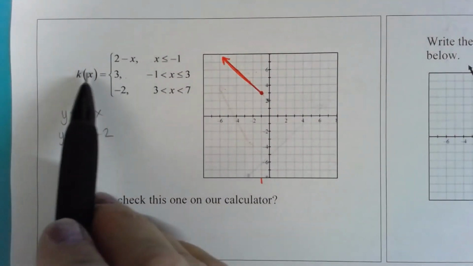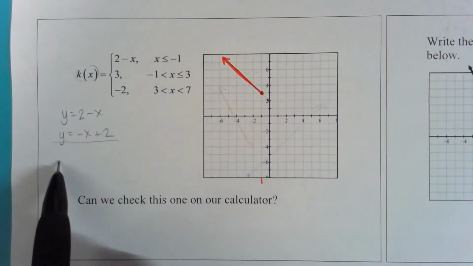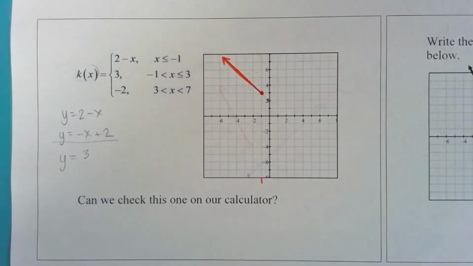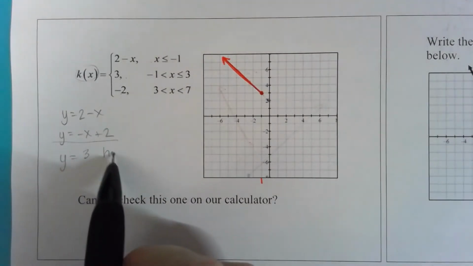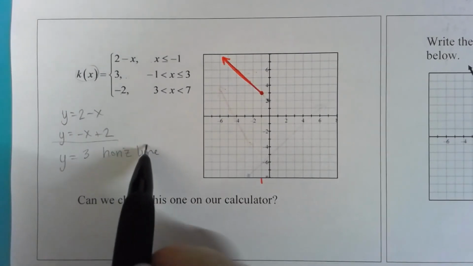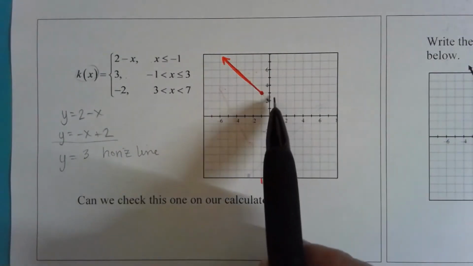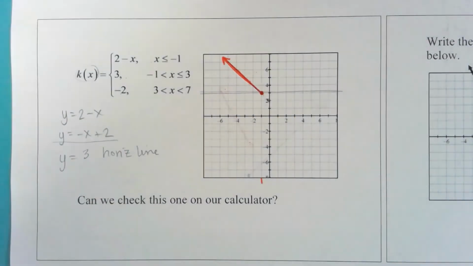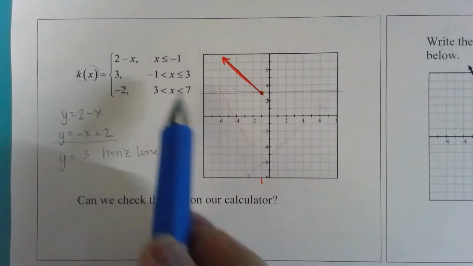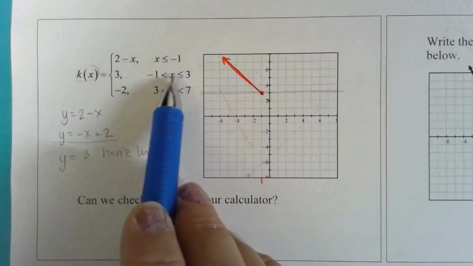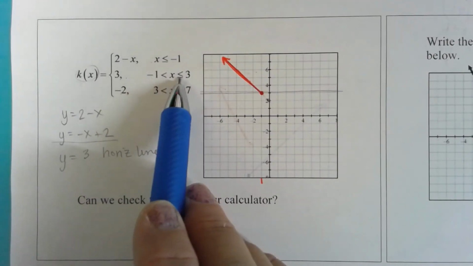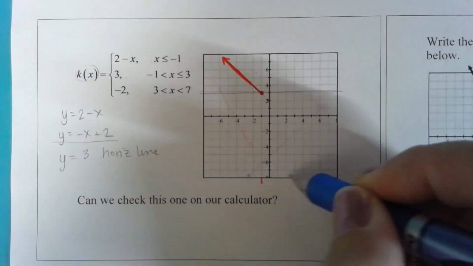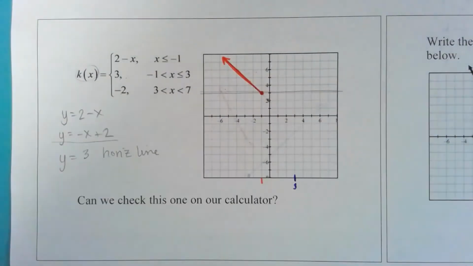Let's look at the second piece. Remember, k of x means y, right? So the second piece says y equals 3. Well, that's just a horizontal line, isn't it? So I'm going to graph the line y equals 3. 1, 2, 3. There's the line y equals 3. But they only want that when x is greater than negative 1, but less than or equal to 3. So they're essentially telling us that we only want to use that graph.